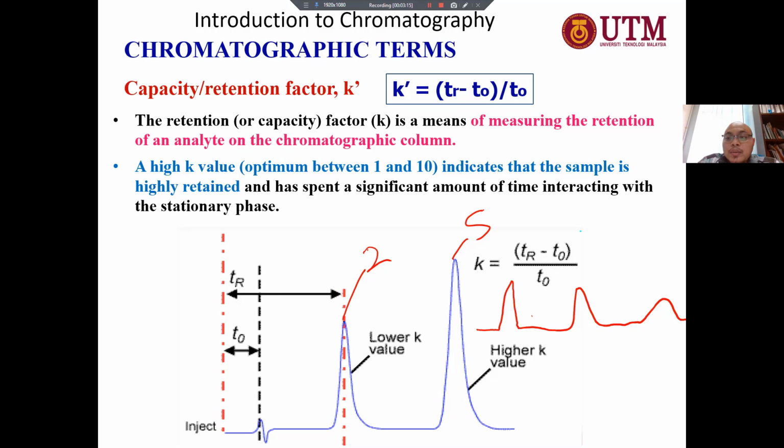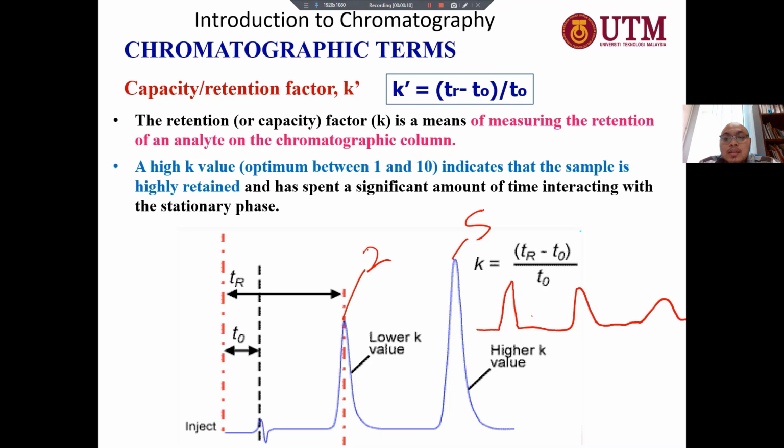The retention factor will never be less than 1. If you get a retention factor less than 1, it means that something is wrong with the calculation or analysis. So the capacity or retention factor is always more than 1. Somebody will ask, where do we actually use the retention factor?